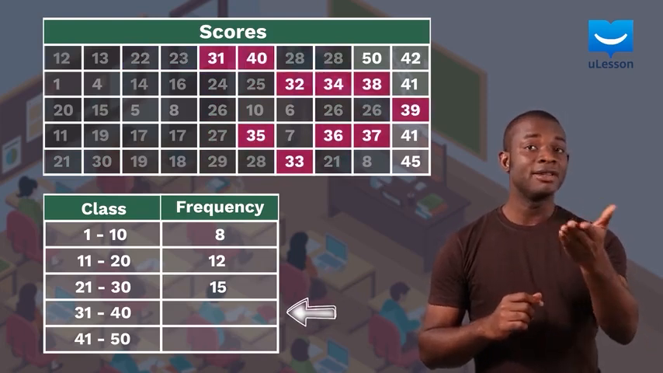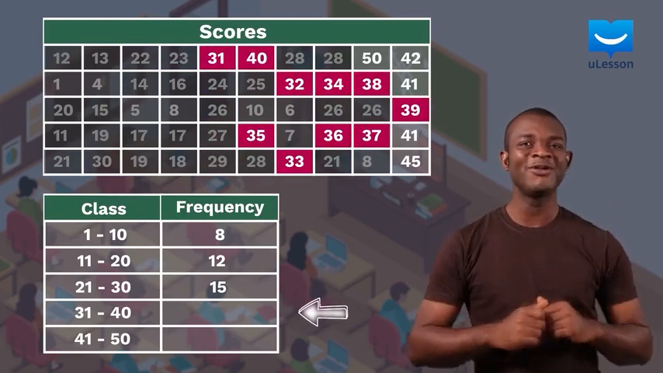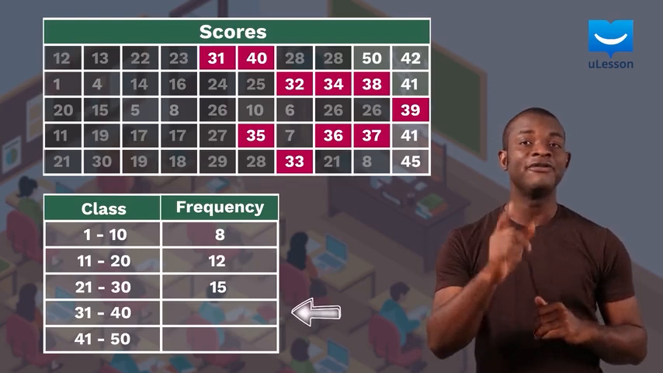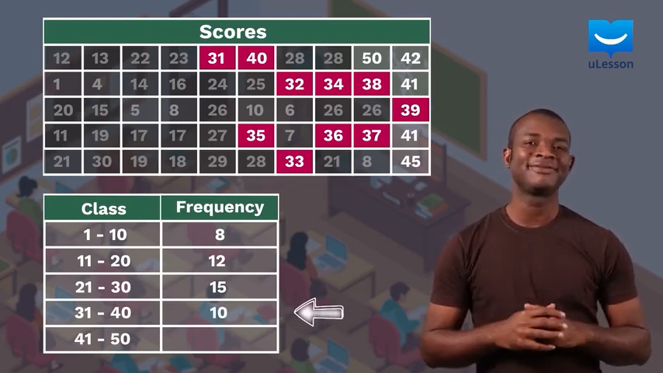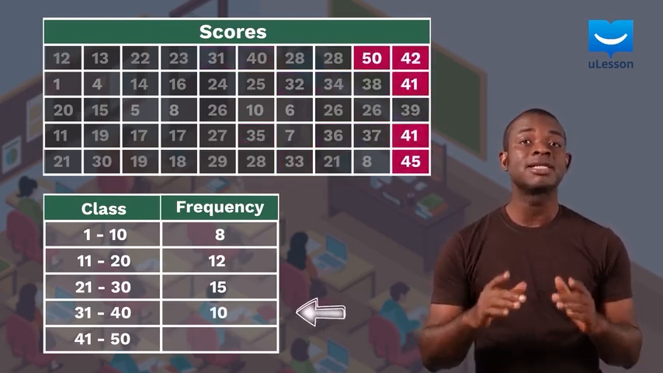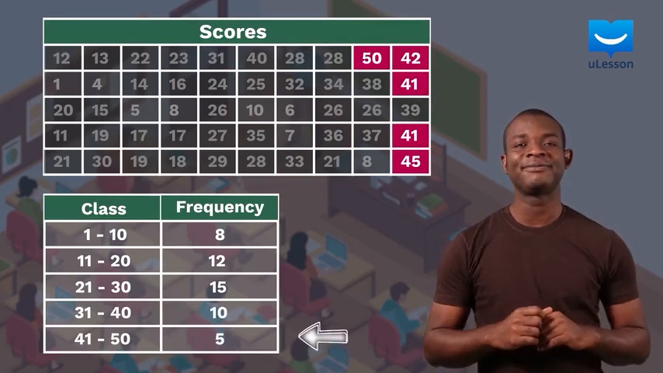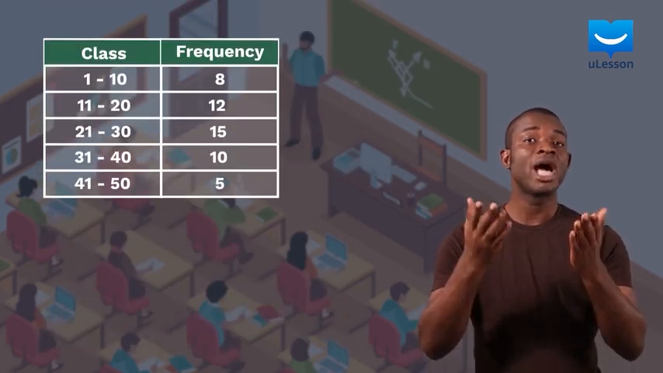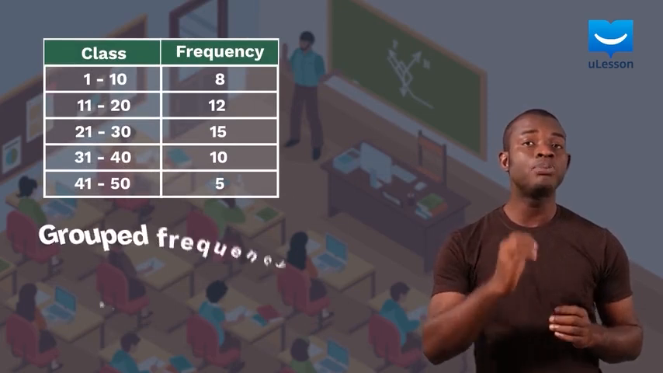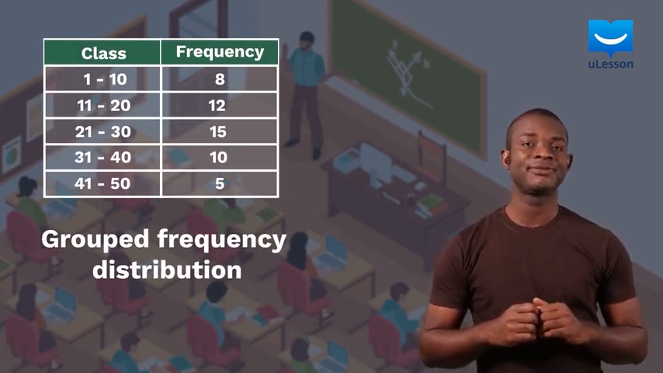If you picked these numbers, then you are good. Therefore, the frequency is 10. The remaining numbers belong to the last class, and the frequency is 5. The table we have here is called a grouped frequency distribution.